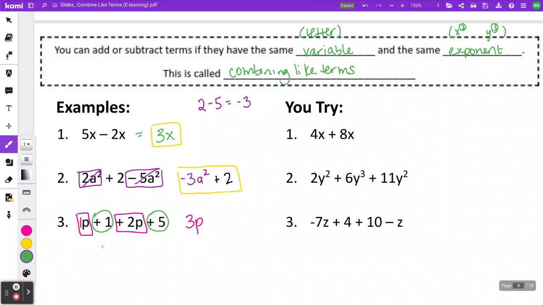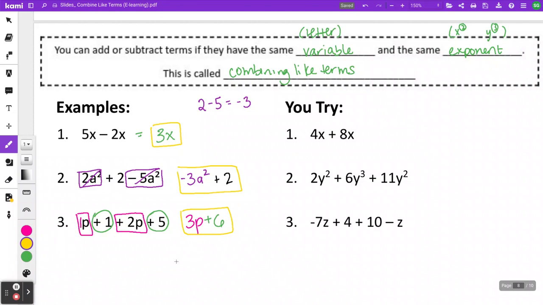And then our second part, the numbers, 1 plus 5, that gives me 6. Make sure you don't just put a 6 there. We need that plus sign to show those two terms are separate. So we get 3p plus 6. Now, can I say 9p? The answer is no. The answer is no because those are not like terms. They do not have the same variable, so I cannot add them. And this here is my final answer.